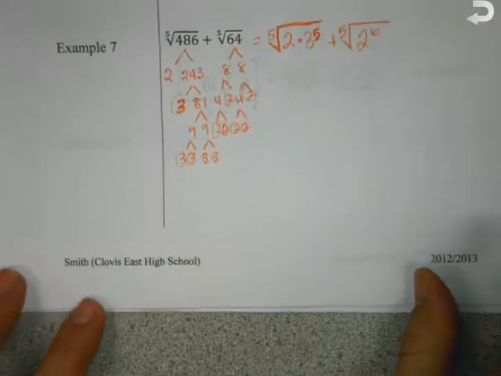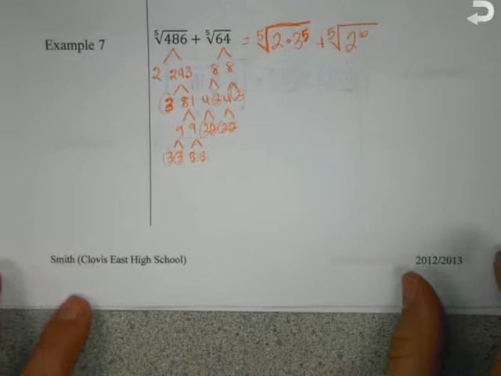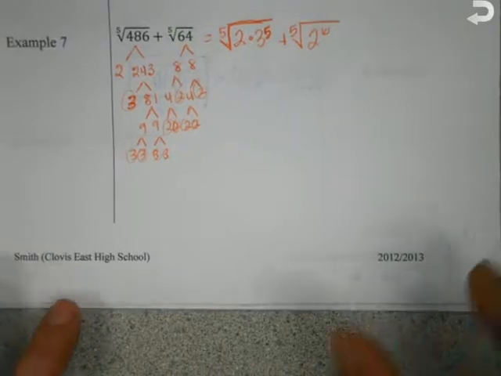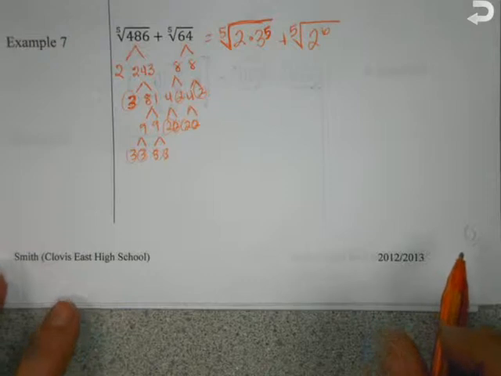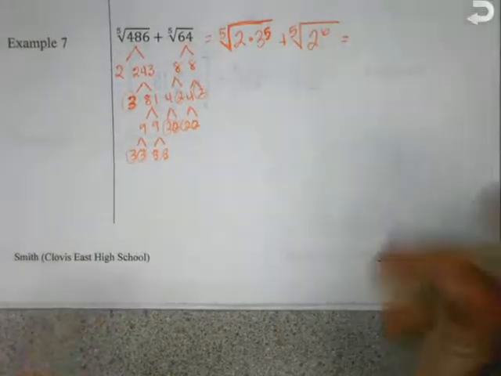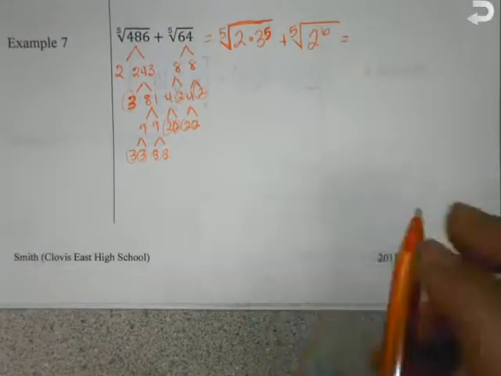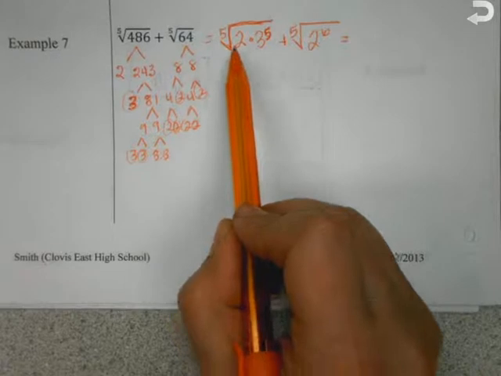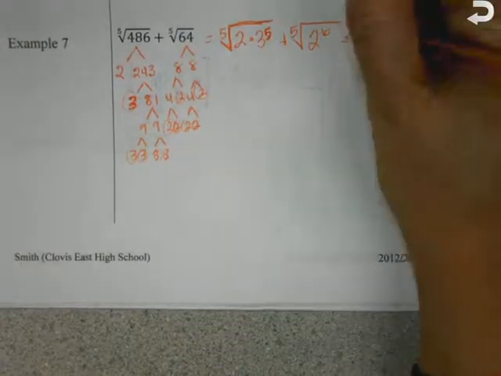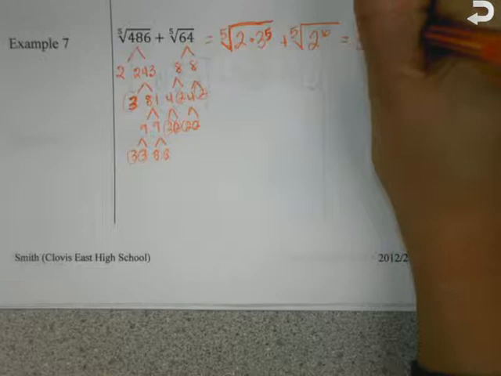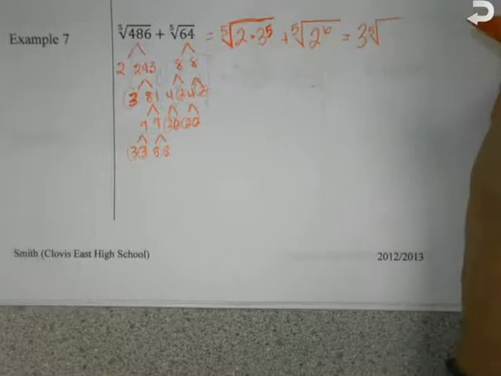Okay, so let's simplify some more. The 5th root of 2 times 3 to the 5th. How does that simplify? 3 times the 5th root of 2. It's not a square root, it's a 5th root. So make sure that you're always writing that 5 there. So because this is a 3 to the 5th, I can just pull it straight out.